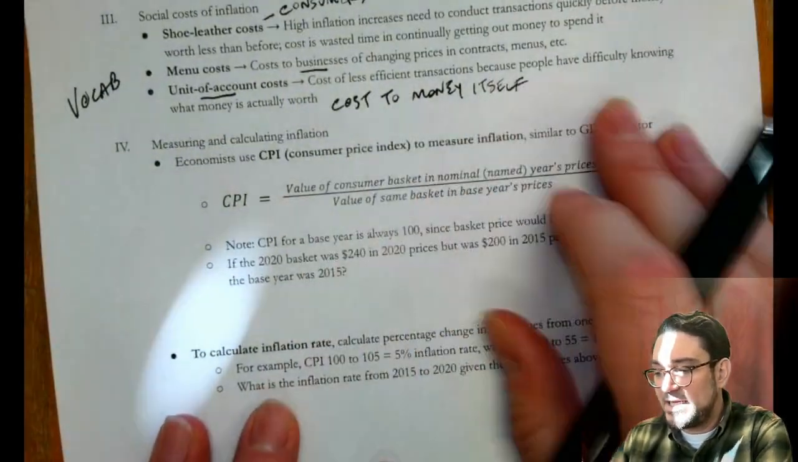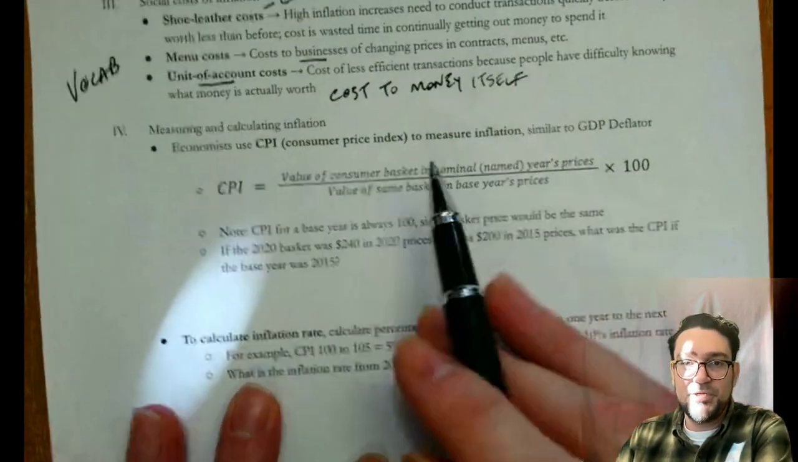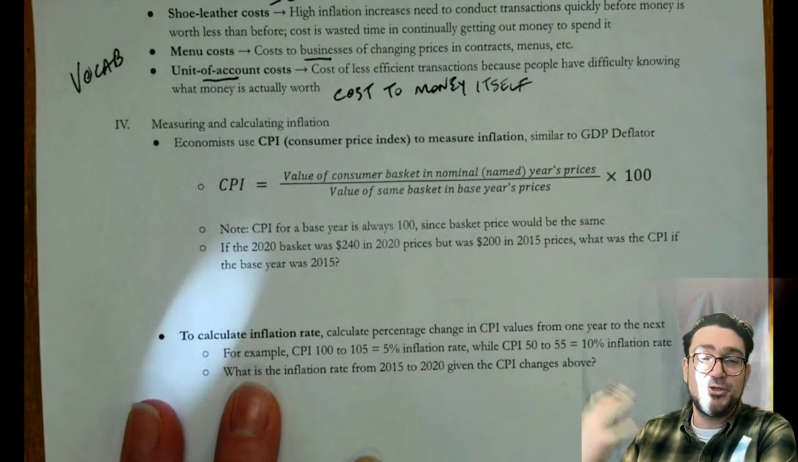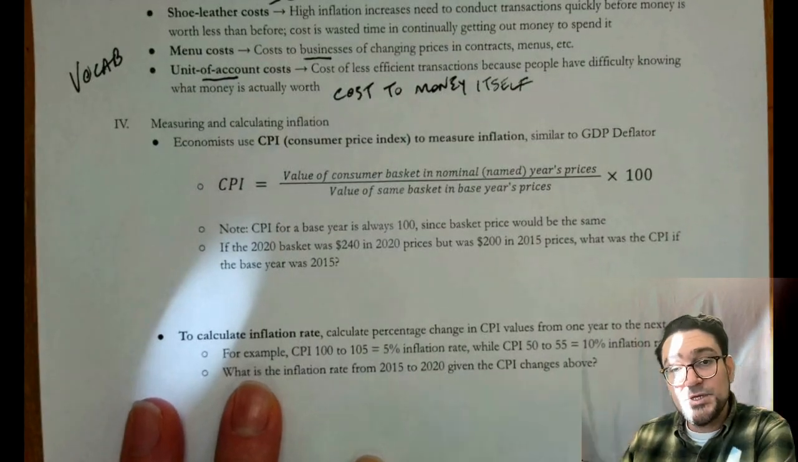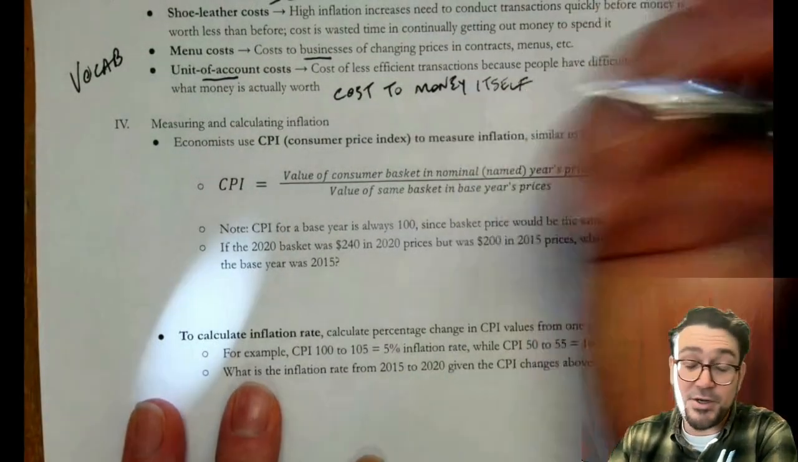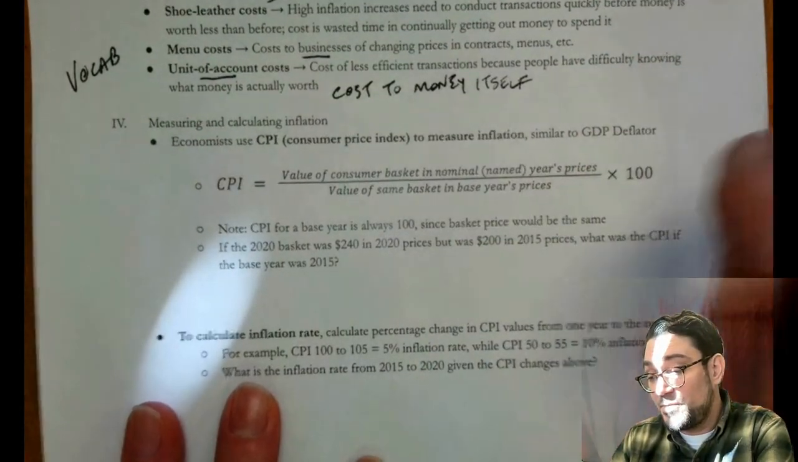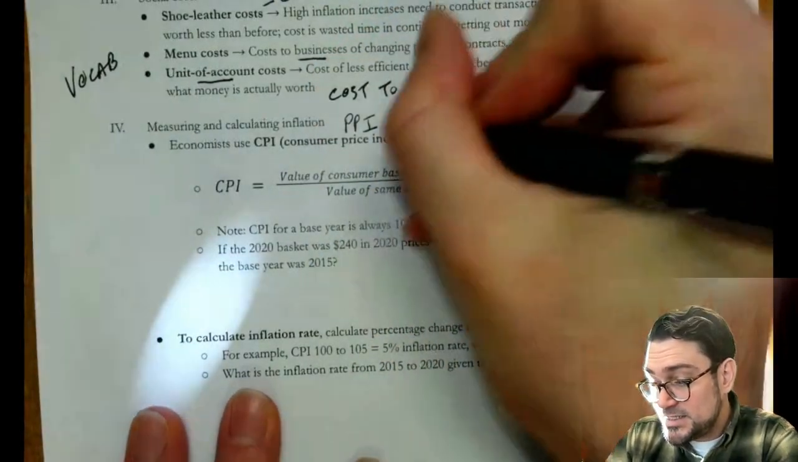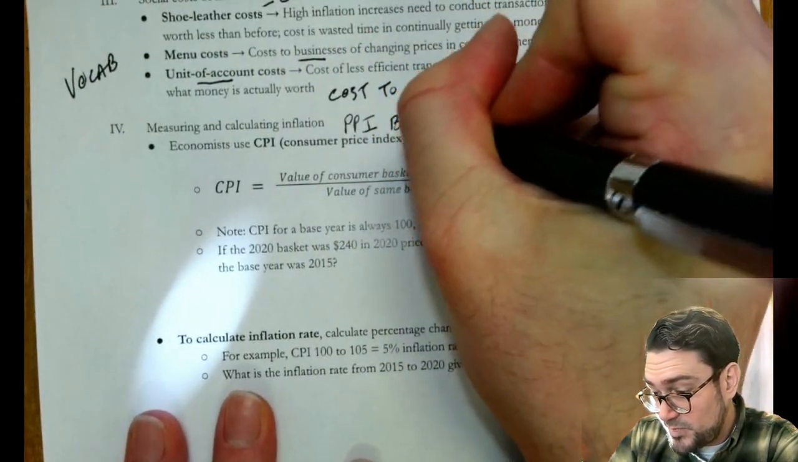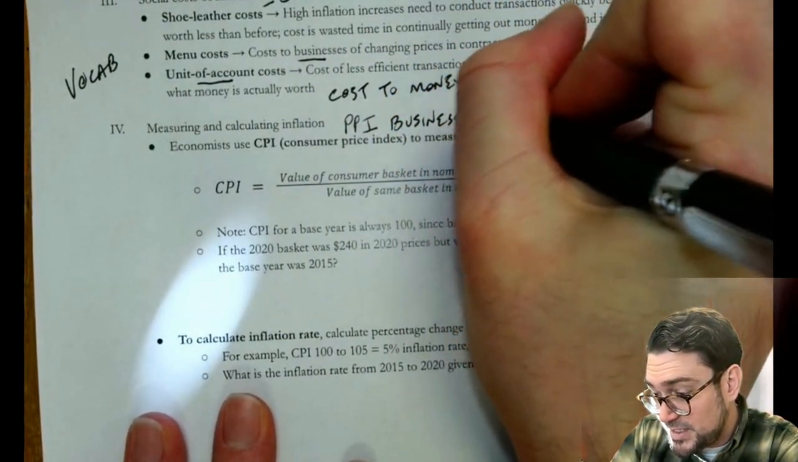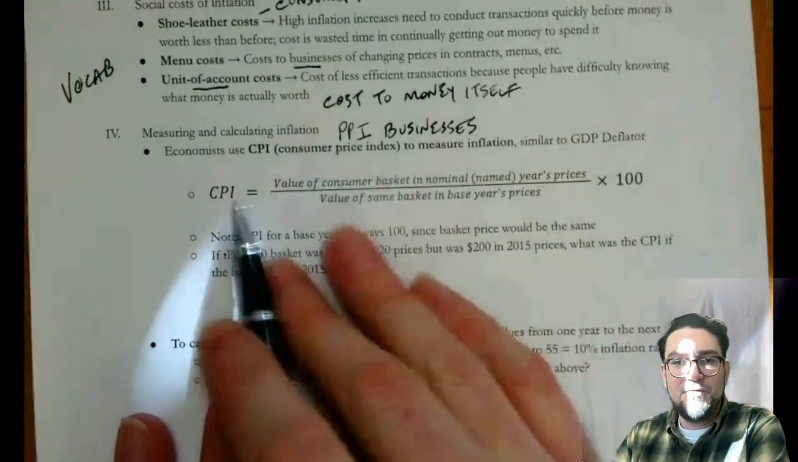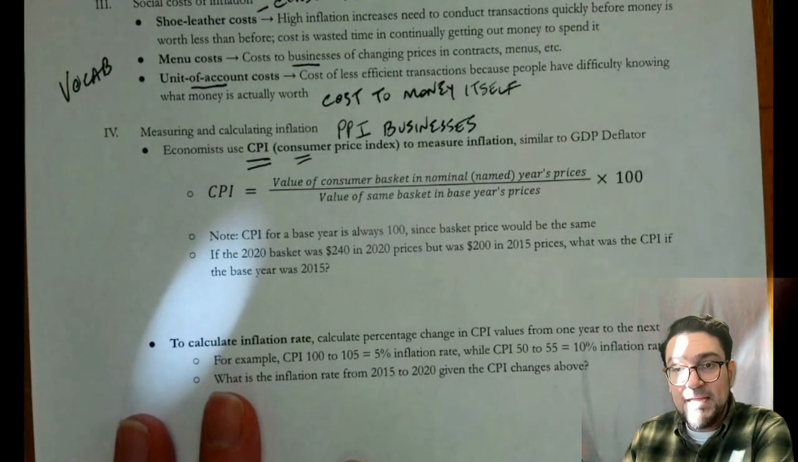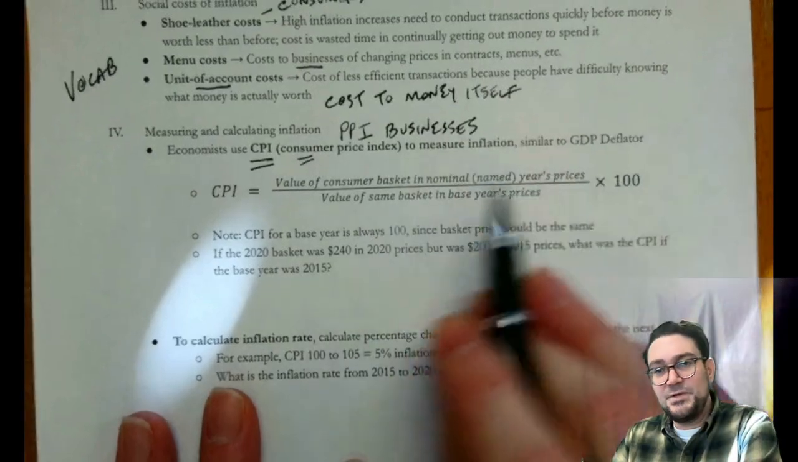Now, the last thing on this lesson is, how do we measure inflation? Traditionally, economists use the CPI to measure inflation for consumers. There's another measure of a price index called the producer price index, the PPI. The PPI is for businesses. It's basically a measure of inflation that businesses have. But if you're a consumer, we use CPI because that's what people buy. And it's very similar to the GDP deflator, the way we construct it.